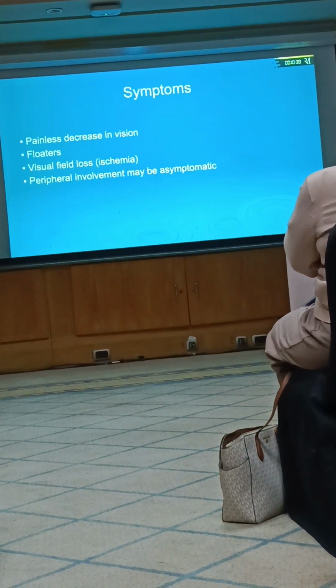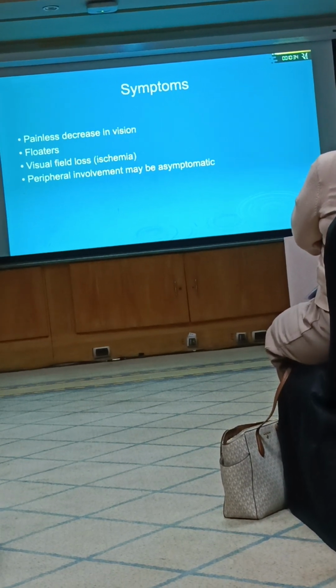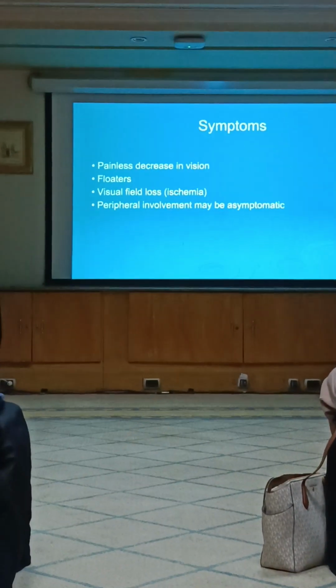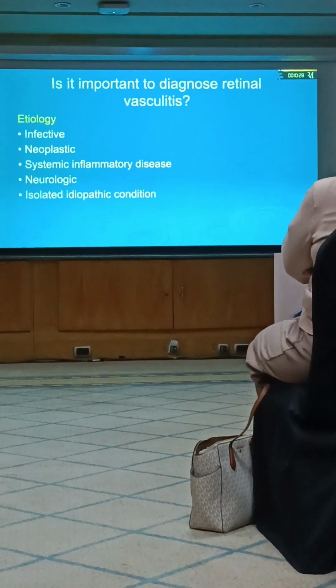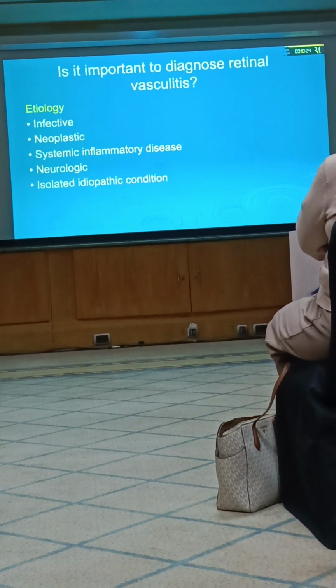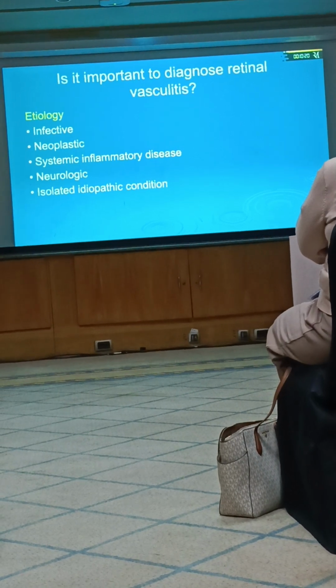So, retinal vasculitis may be asymptomatic. This is the majority of the cases. The patient may complain of floaters, decreased vision, or a lost part of the field of vision. Is it important to diagnose retinal vasculitis? As I mentioned, yes, of course, you have to know what the underlying disease is.